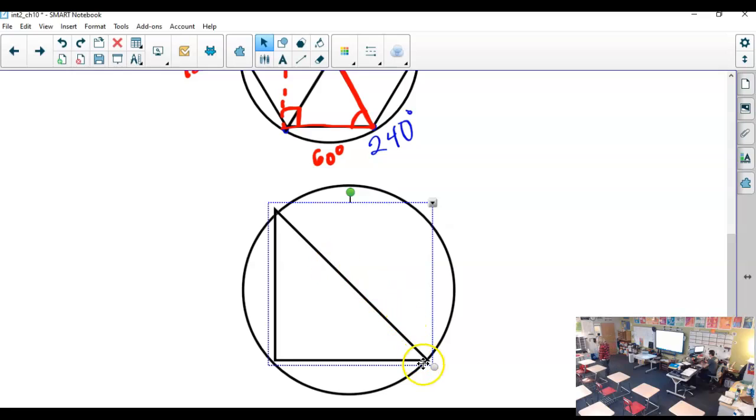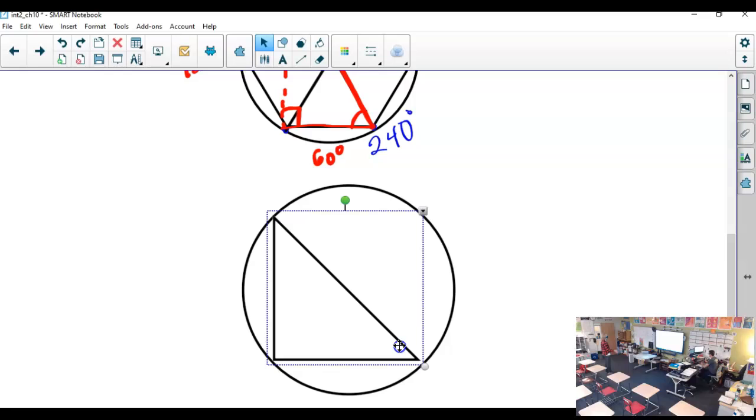So think about 45, 45, 90. Close enough. So the 90 degree angle, this has to be the diameter. This has to be 180. Has to be double, right? The 45 has to have 90.